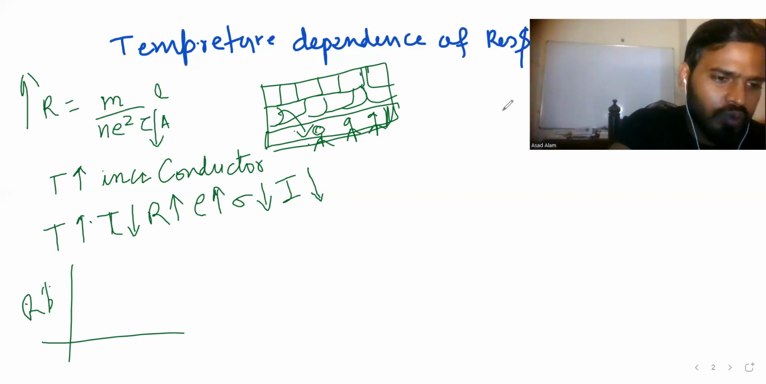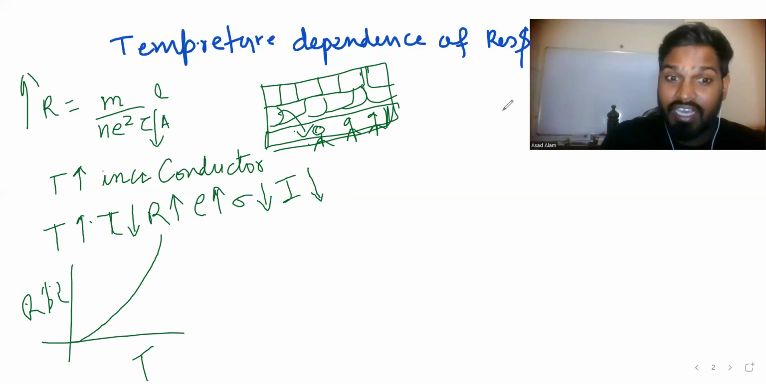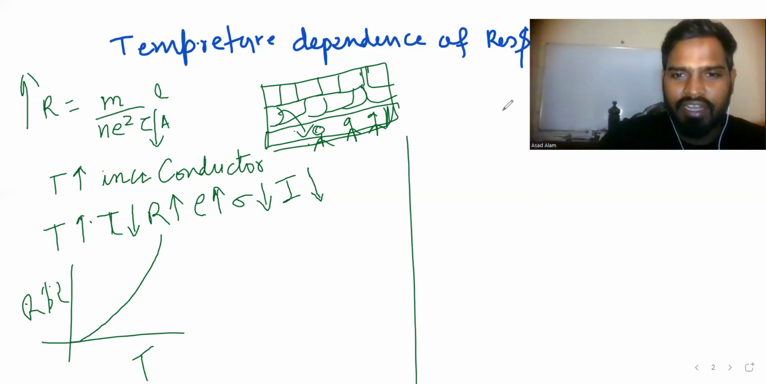So the graph of resistance and rho versus temperature, if you see, is going to increase on increasing temperature. Got it? So this is the case for the conductor. If you take a semiconductor, it is completely different.